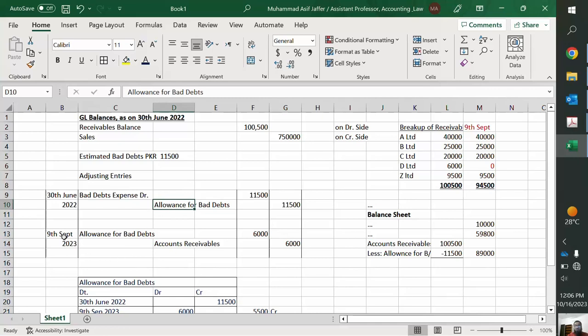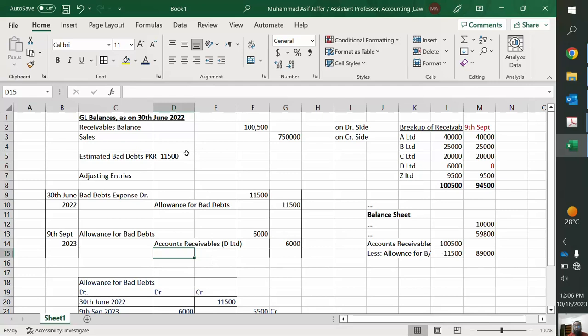Now, when it comes to the actual default of the customer, we confirm that the customer is not going to pay. So we credit account receivable, we debit allowance. We do not debit expense again, we debit allowance, and we credit account receivable, and we mention even the name of the account receivable that was defaulted. So we create that entry, and this is known as the actual write-off. The first method that we discussed in the last video was the direct write-off method. This is the allowance method.